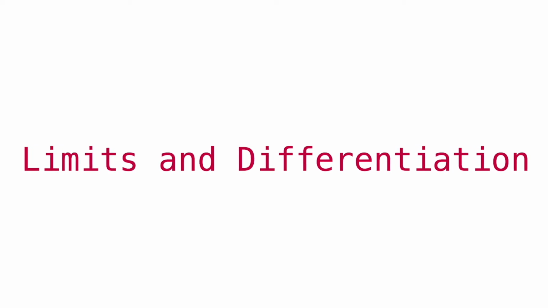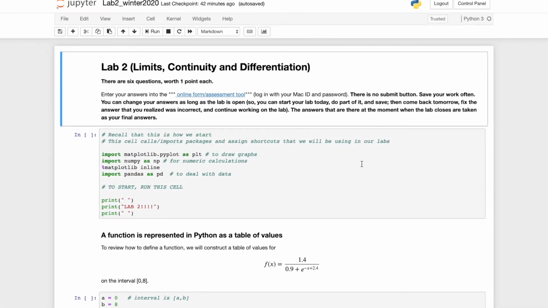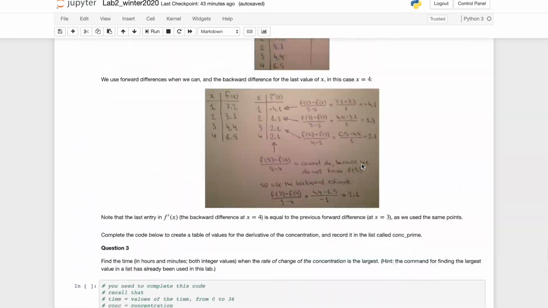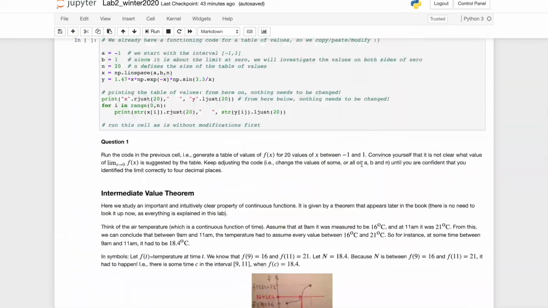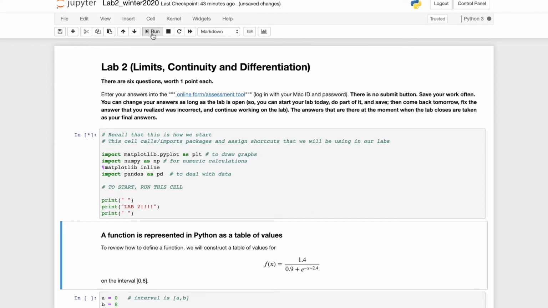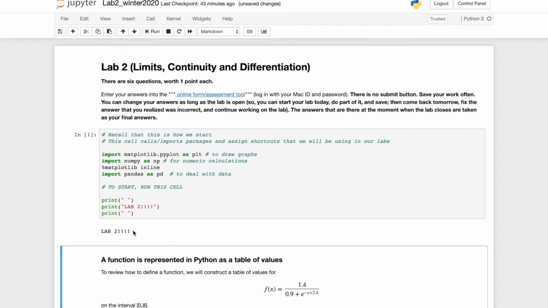In this video, we're going to learn about limits and differentiation on Python. So this is the second lab. Make sure that you're working on the correct file. You can go to the online assessment tool to enter all your answers. You can click on the link to access that. To begin, run the first cell and make sure that it runs.